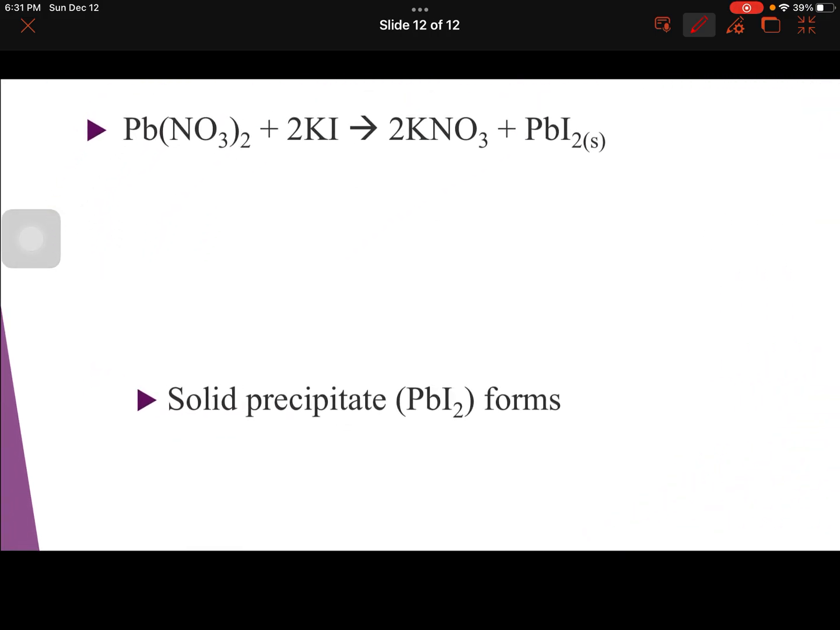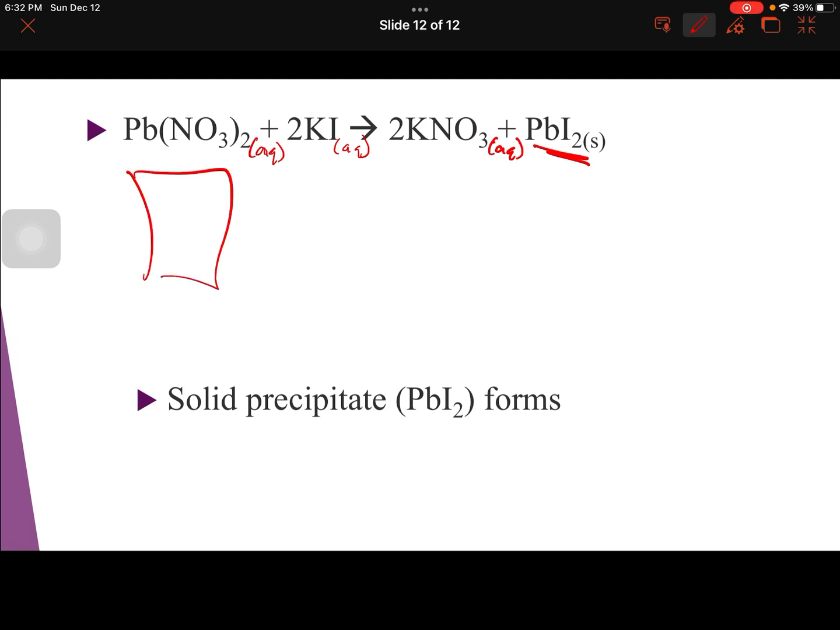Last type, we have silver nitrate. I'm sorry, not silver nitrate, lead(II) nitrate, which is a solution. We have potassium iodide, which is a solution. When I pour those two containers together, the one compound, potassium nitrate, is soluble, but the other compound, lead(II) iodide, is not. I think this one is yellow. I'll have to see if I have these at school to show you, but I think that compound is yellow.